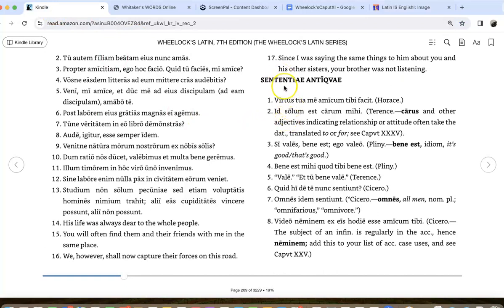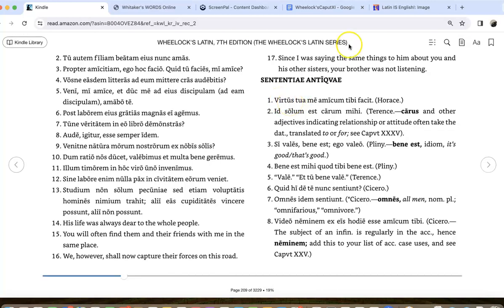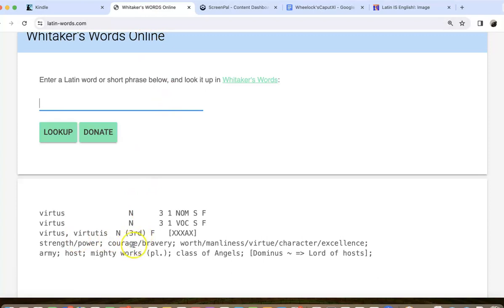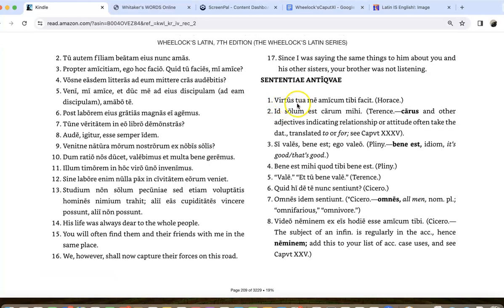So the first one, again, please read it aloud, is Virtus tua me amicum tibi facit by Horace, 65 BC to 8 BC. So Virtus, we should be able to recognize this as virtue. Now, virtue in Latin, it's an important word. Caesar uses it a lot. As you can see, it can mean strength, power, courage, bravery, worth, manliness, virtue, character, or excellence. So it depends on the context. Certainly, we can just translate it as virtue. Keeping in mind it describes something more than moral qualities, but something that is a strength of humans in terms of distinguishing them from the animals and even the gods.